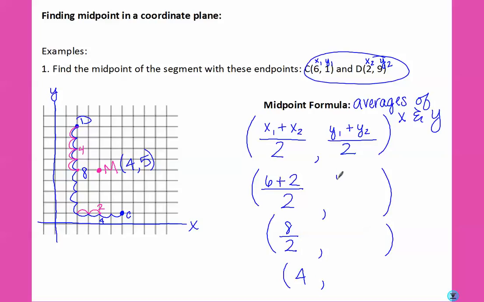y1 was 1, plus y2, which is 9, over 2. 1 plus 9 is 10 over 2, which simplifies to 5. And look, we got the same thing as we did graphically.